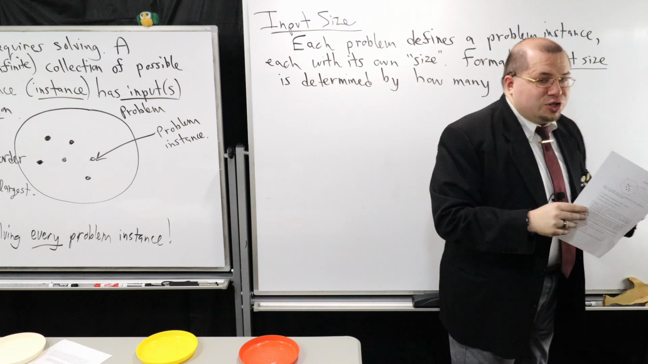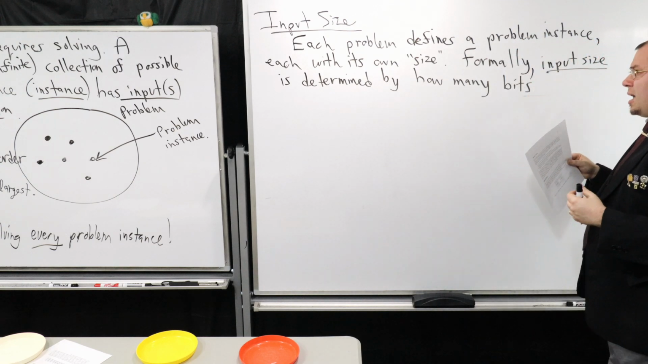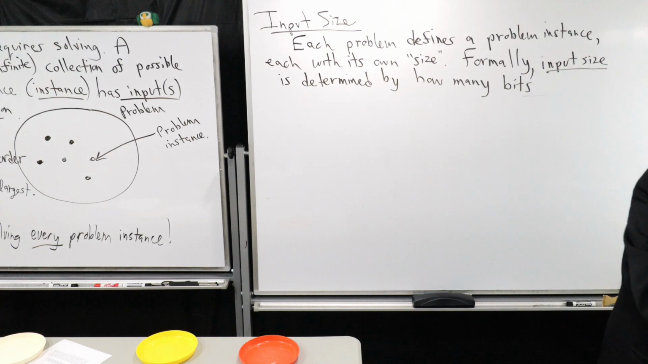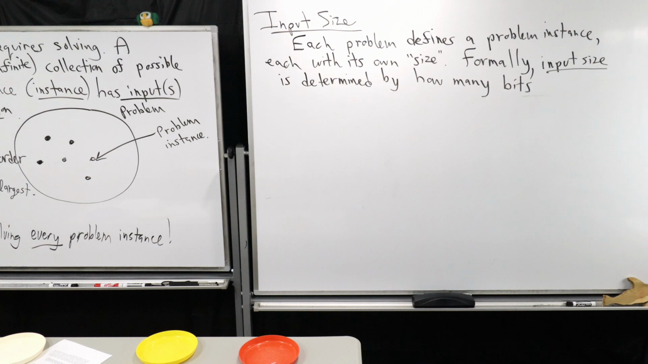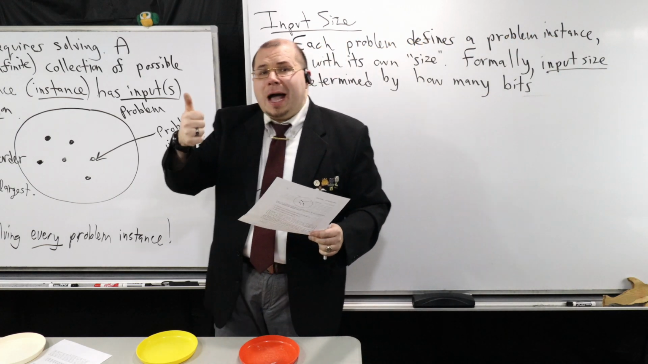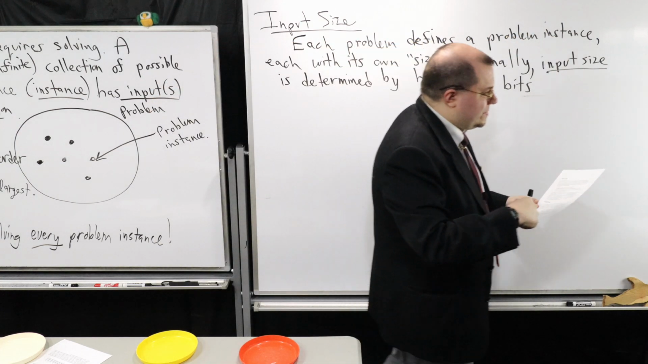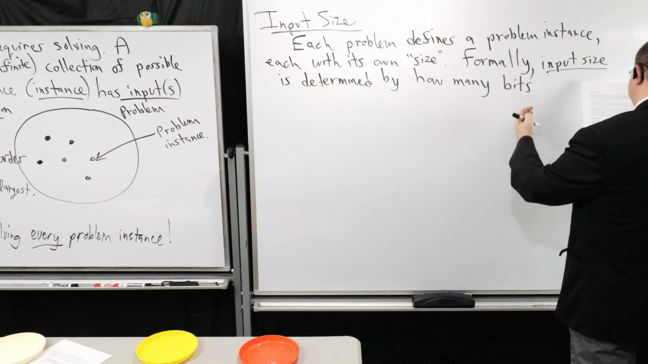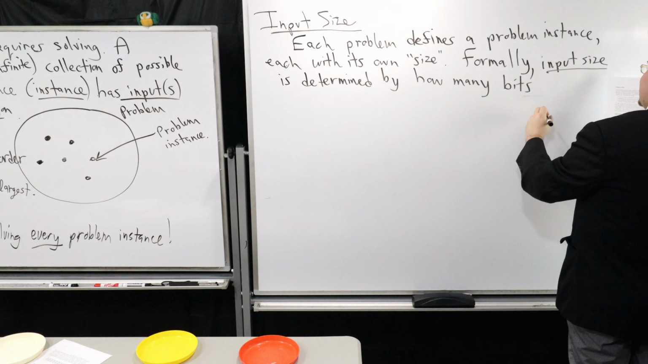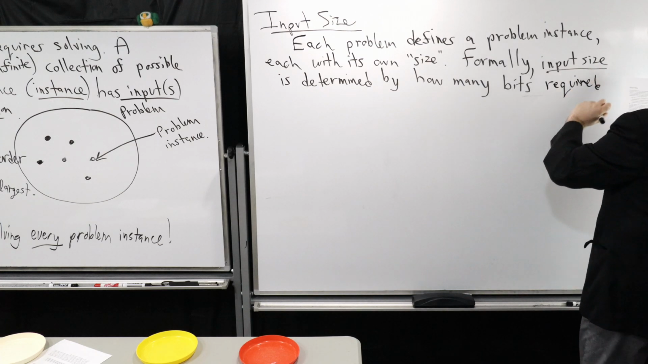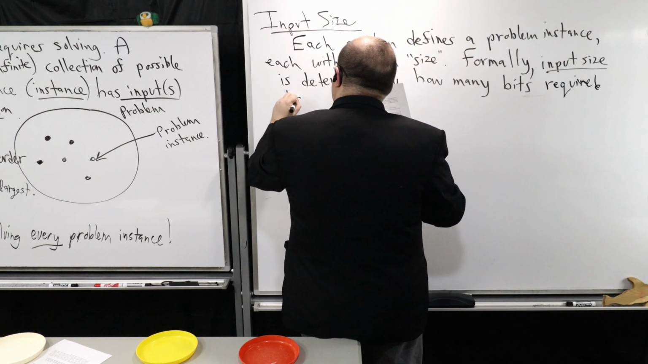For example, ternary is okay. Base 4 is okay. Base 16 is okay. The bad one is unary. So how many bits are required to encode it?